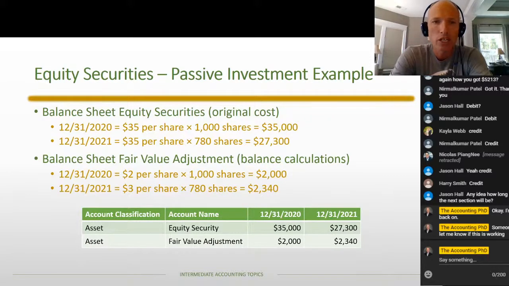So remember, the balance sheet is all about the balance. The equity securities are always at their original cost, and the fair value adjustment is the difference between the fair value and that original cost. Again, a lot fewer things to worry about when it comes to equity securities.